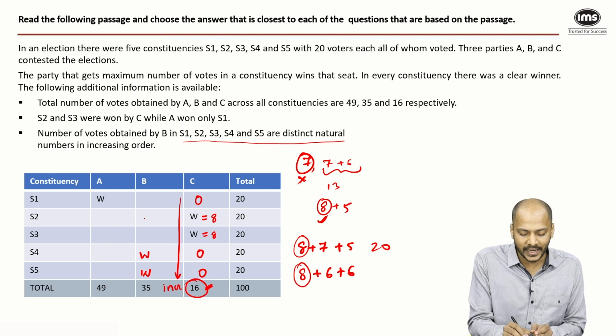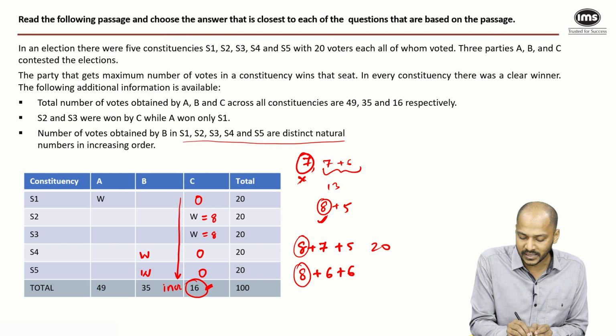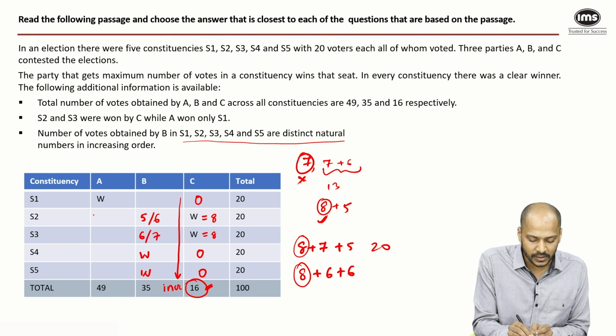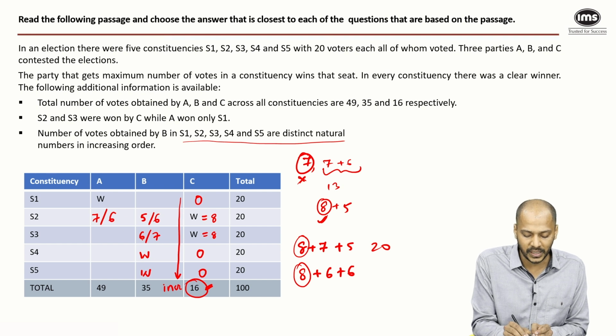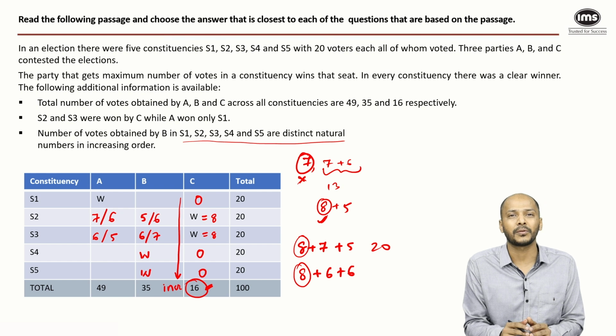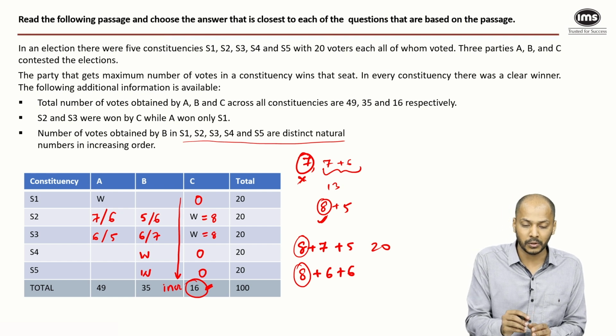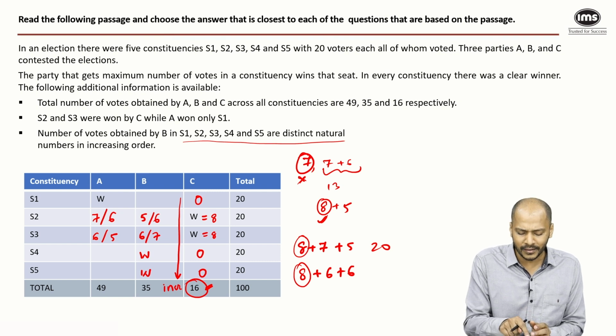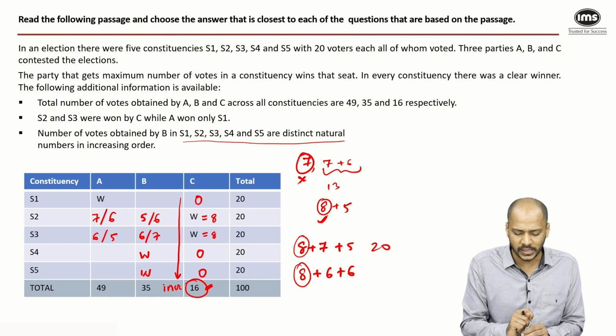So clearly B can't get 7 in the S2 constituency because it's increasing order. So I could say here B could get 5 or 6 votes, and correspondingly B could get 6 or 7 votes here. If B has got 5, A would get 7 here. If B has got 6, A would get 6. If B has got 7, A would get 5. Okay, but can we get a single number with the data that has been provided? I feel that it would be very difficult to come down to a single number.